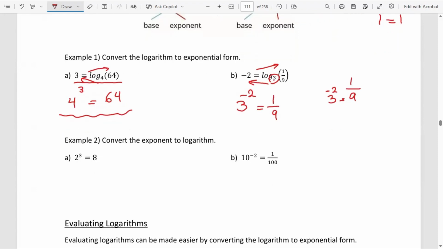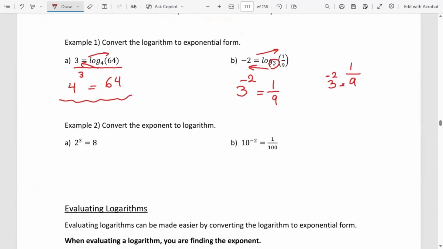Now in example 2, we want to convert the exponent to logarithm. This time we have an exponential expression. How can we convert it to log? When they say convert to log, that means you want to say the log of what number with what base, and it's equal to what. So you have 3 places to fill.